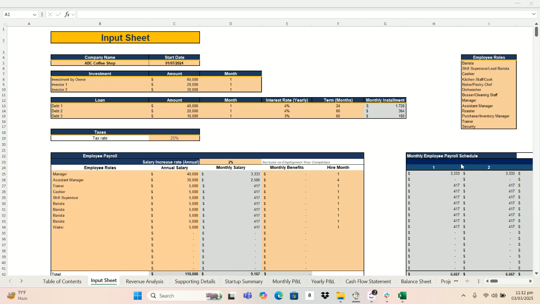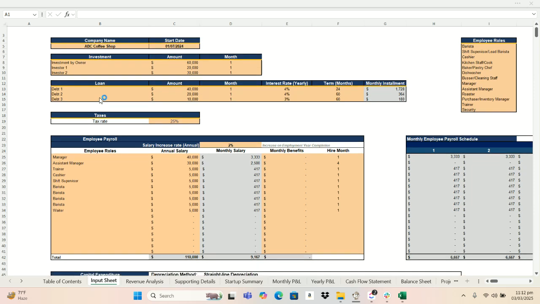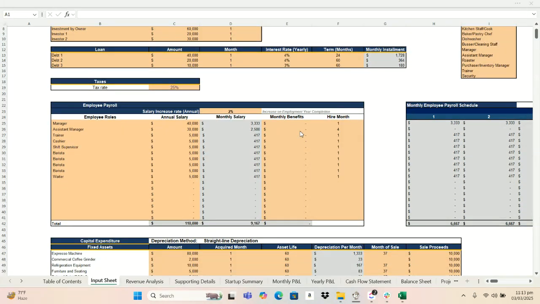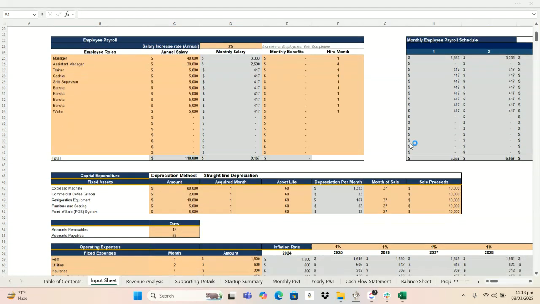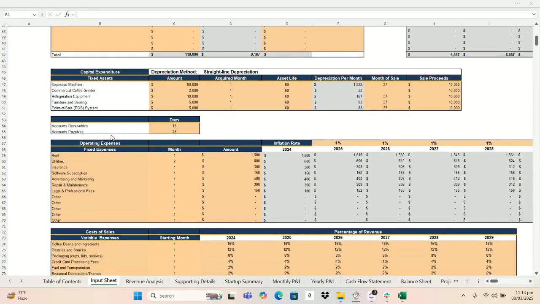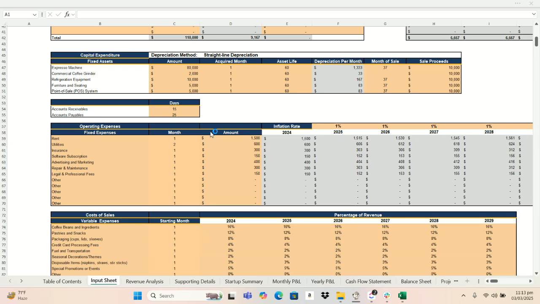Moving towards our first sheet, which is input sheet, here you can see the company name, start date, our investment table, our loan table, tax rate, which is 25%. Then we have employee payroll schedule, monthly employee payroll schedule. Then we have capital expenditure. Then we have our accounts receivable days and accounts payable days.